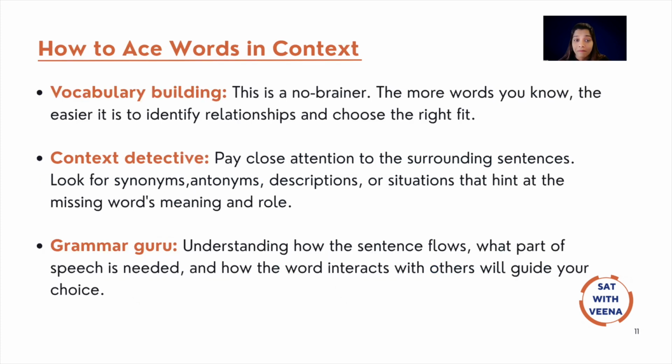So how do we actually master this question type? Here are 3 important habits. First, build vocabulary gradually. Read articles, practice SAT passages, and learn new words regularly. Second, become a context detective. Always examine the surrounding words carefully. Look for synonyms, contrasts, descriptions, explanations, etc. Third, think about grammar and sentence flow. Sometimes the sentence requires a verb, a noun, or an adjective, and that alone eliminates some options.